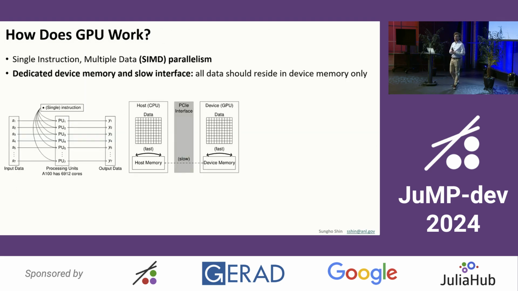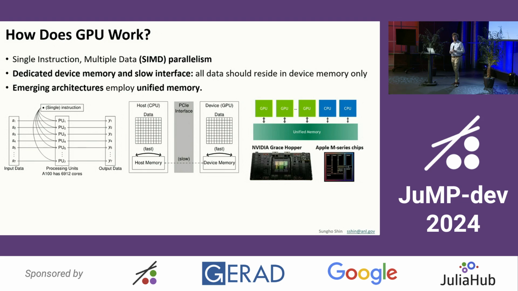So how does the GPU work? It works on this paradigm called SIMD, which is single instruction, multiple data, where you have dedicated device memory, but it's a slow interface. So basically, if you can get it into this abstraction, you can run simple commands on a lot of data very quickly, but if you need to do more complex things, it might not be the best fit. This is showing how you can have a bunch of GPUs on unified memory with things like NVIDIA Grace Hopper.